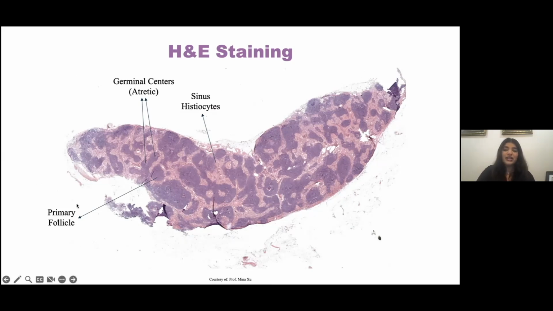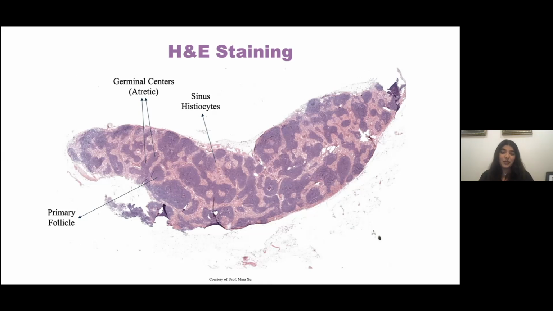This primary follicle is the preliminary state of germinal centers within the secondary lymph tissue. It is essential for adaptive immune responses within the lymph node itself, and it mainly consists of naive B cells as well as follicular dendritic cells. We also go over here to the germinal cells. These germinal centers and germinal cells are the site of activation and proliferation of B cells and B lymphocytes within the lymph nodes itself. And finally, we have the sinus histiocytes over here, and these are specialized in antigen presentation as well as phagocytosis of additional debris and pathogens.